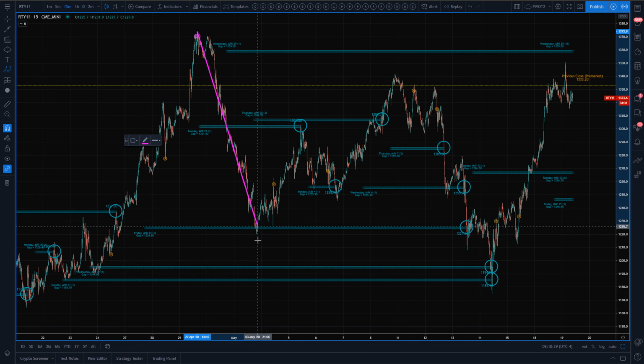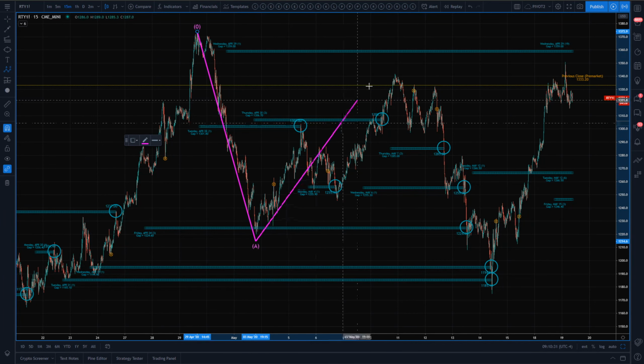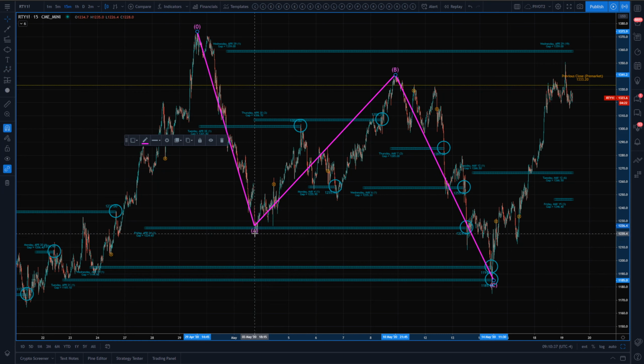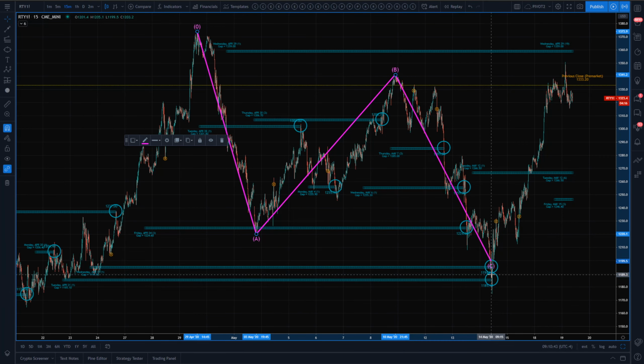ABCD correction, where it would be AB equals CD correction level. Somewhere around here was the target for that AB equals CD correction. Somewhere around 1190. Somewhere around right there.